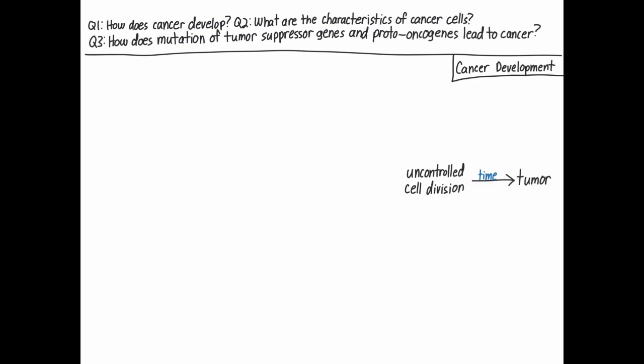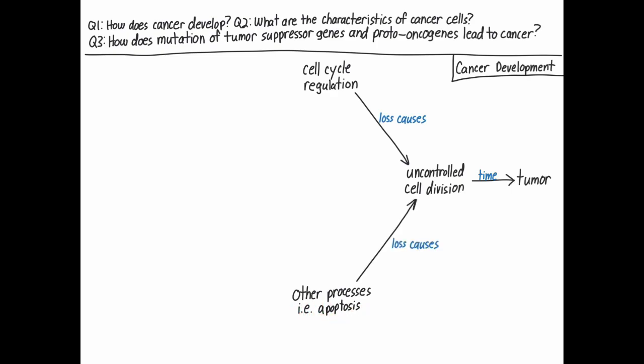In the last video, you saw how the regulation of the cell cycle prevents uncontrolled cell division. If cell cycle regulation is lost, uncontrolled cell division results. Other processes are also important. For example, if apoptosis is lost, this can also contribute to uncontrolled cell division because cells that have lost control of their cell cycle are allowed to survive and keep reproducing.